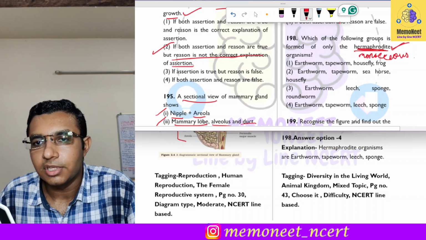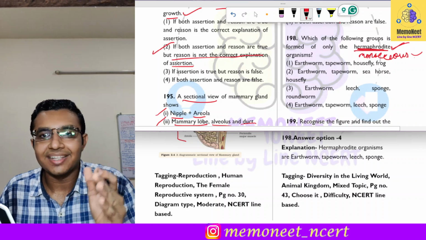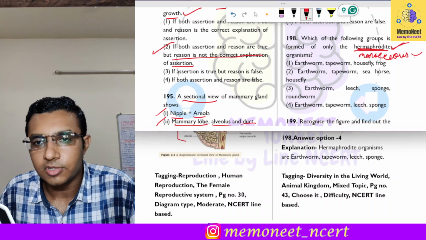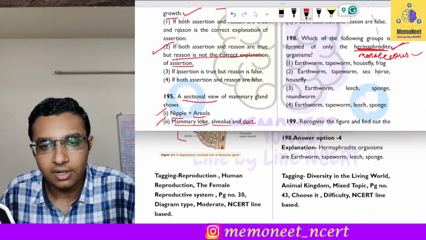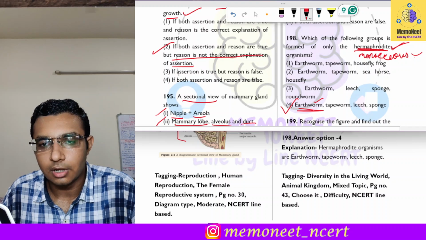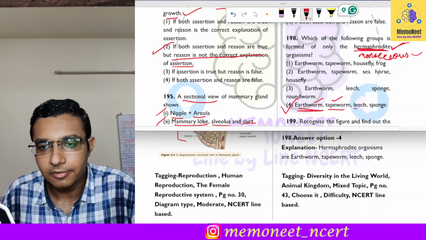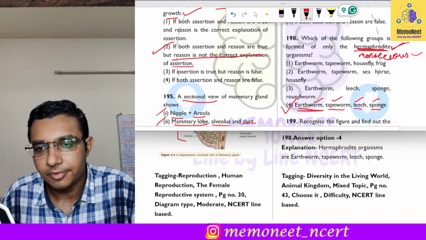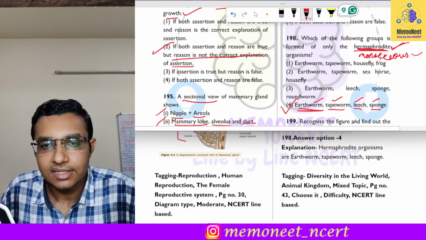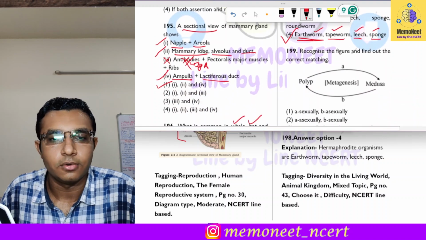Okay, what is the meaning of hermaphrodite? It means the male and the female sex organs are present in a single organism. So the group which contains only hermaphrodite organisms is option 4. In this, the earthworm is hermaphrodite, the tapeworm is a hermaphrodite, leech is also a hermaphrodite, and sponge is also hermaphrodite. So here the correct answer of this question will be option 4.